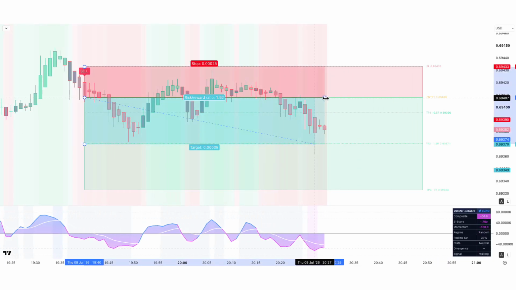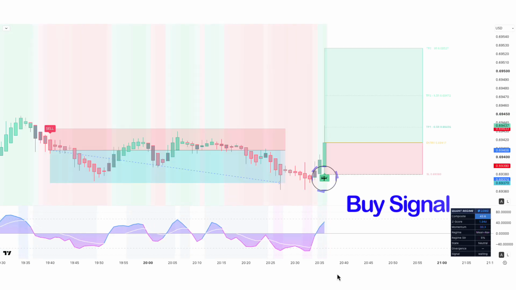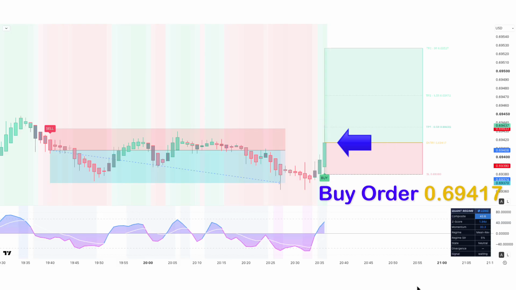We have won the trade. Let's find the next trade. Here the Quant confluence label up of this is buy signal. Here the blue line of Quant regime oscillator above the zero line. Here market has made a bullish candle to give confirmation. So all our conditions are being fulfilled.